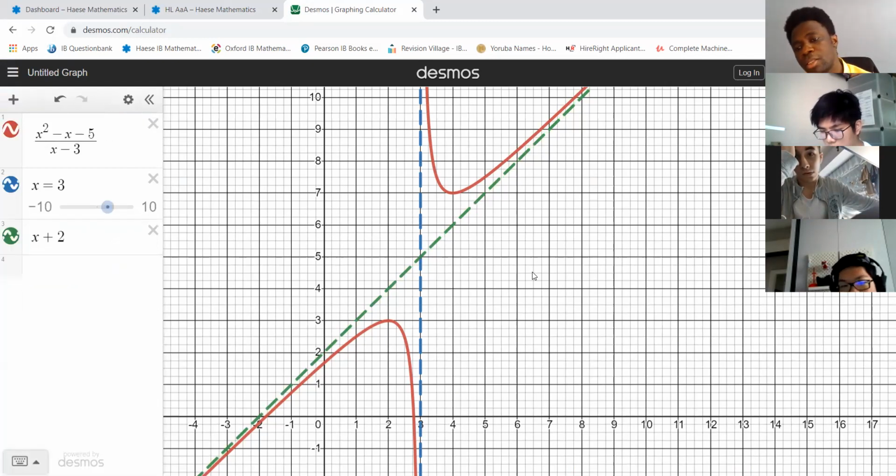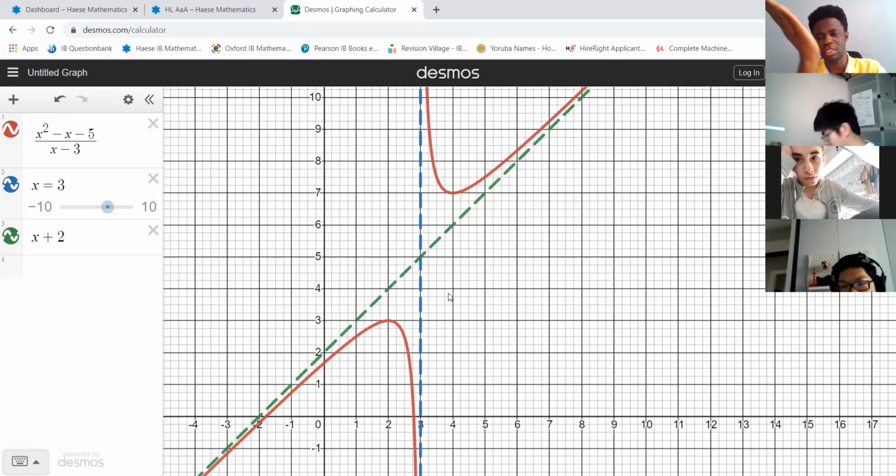Anyone? That's the slant or oblique asymptote. That's exactly the idea that we're trying to study here. Remember, we have vertical asymptote. So far, we have done vertical asymptote, horizontal asymptote. Now this is slant asymptote. Why is it called that? Because it's in slant form.